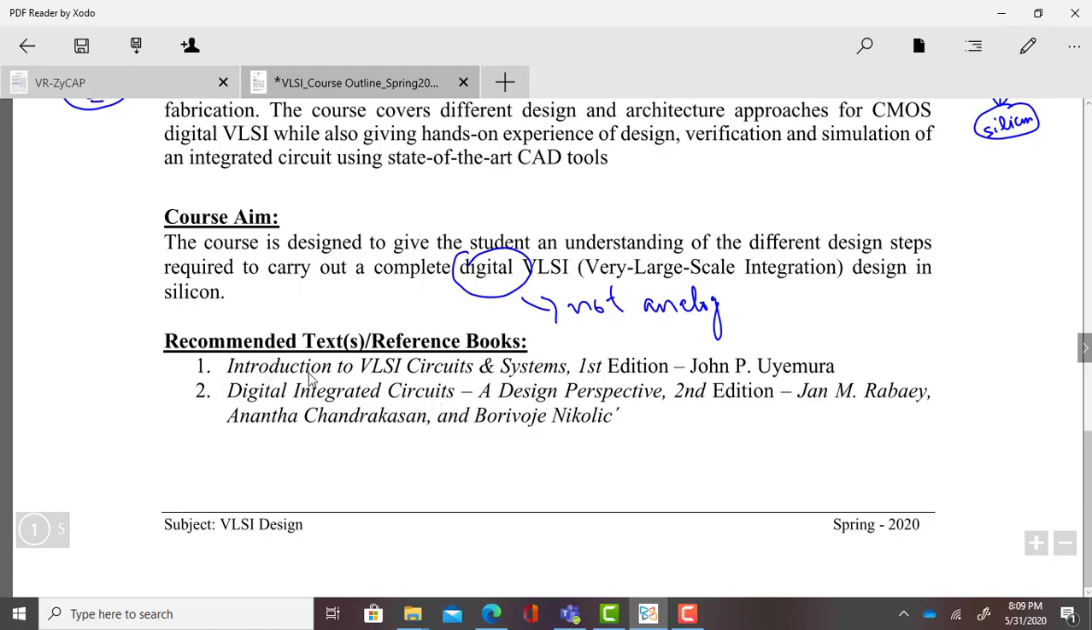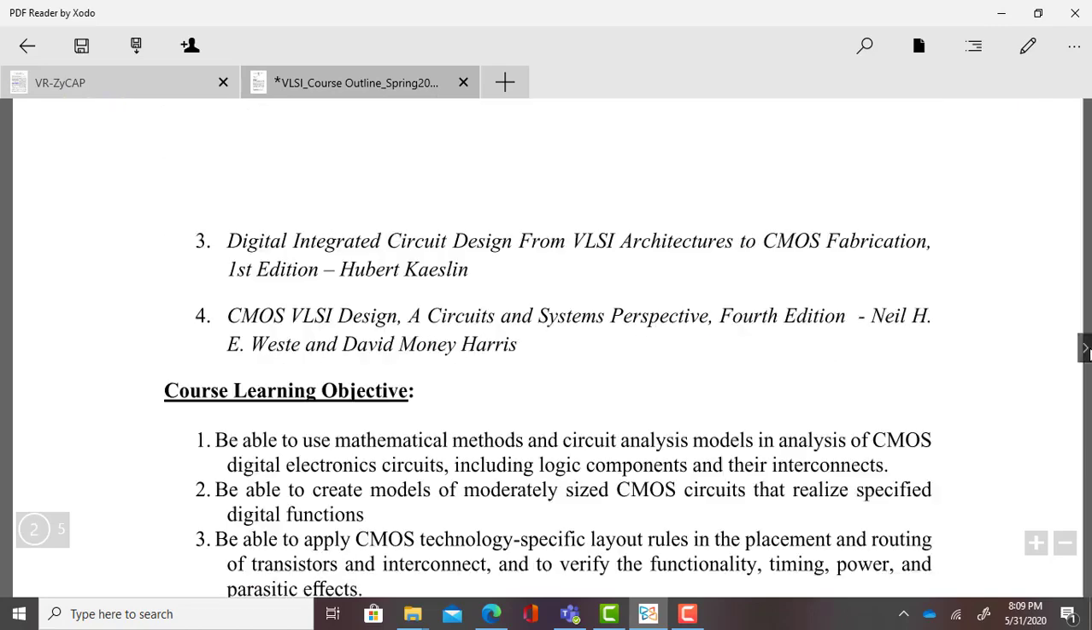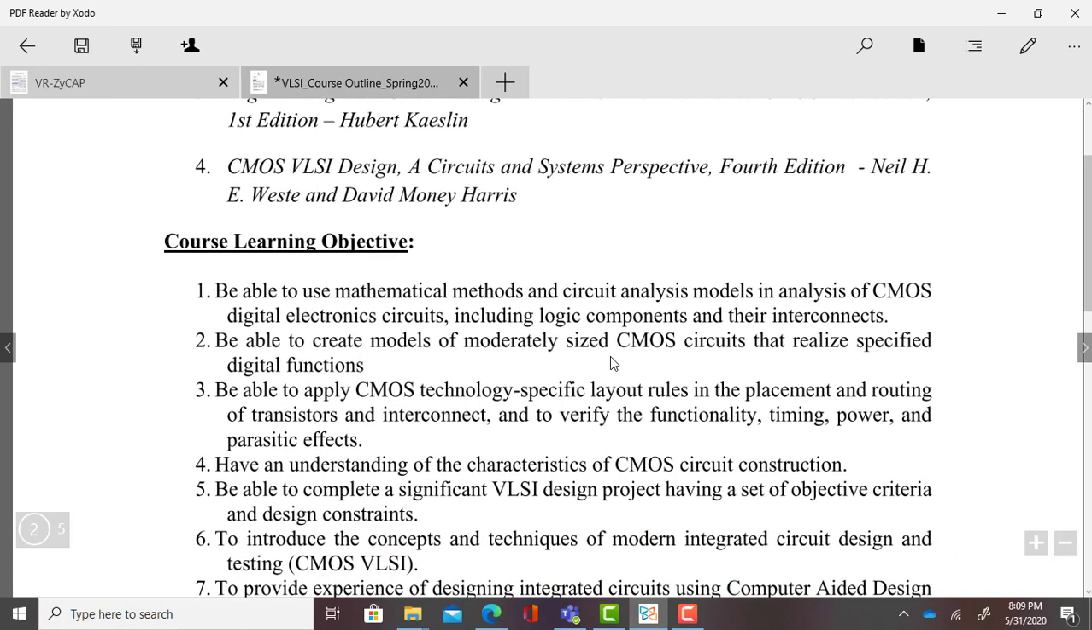Okay, so the first one is Introduction to VLSI Circuit and Systems, and the second one is Digital Integrated Circuits, a Design Perspective. Then there is Digital Integrated Circuits from VLSI Architecture to CMOS Fabrication. And the last one is CMOS VLSI Design, a Circuit and Systems Perspective. Okay.